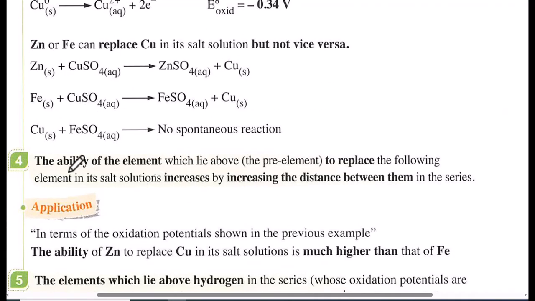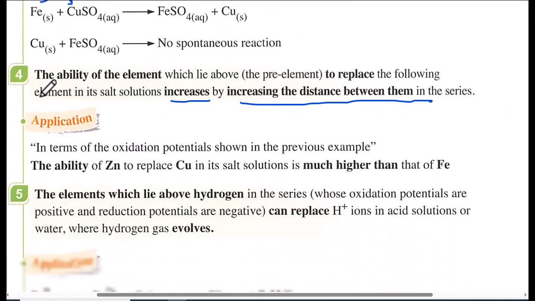Also, we will notice that the ability of the element which lies above to replace the following elements increases by increasing the distance between them in the series. So zinc can replace copper, iron can replace copper, but the ability of zinc to replace copper is stronger than the ability of iron to replace copper, as zinc lies higher than iron in the electromotive series.